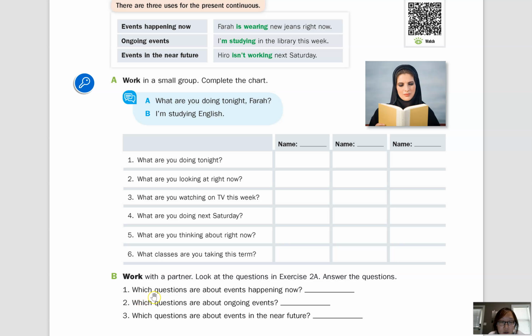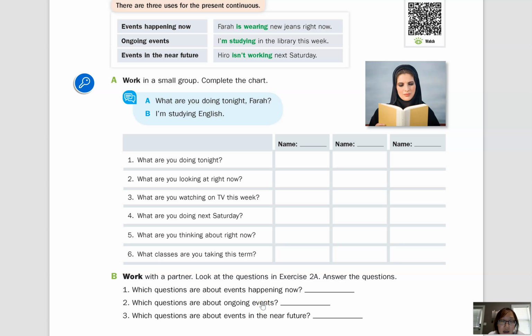So let's look at number 1. Which questions are about events happening now? Okay, so if you look carefully, there are some hints, like the phrases right now, or at the moment. Those are phrases that show you that the events are happening right now. So number 2, what are you looking at right now? That's happening now, so you can put number 2. And then we can also see number 5, what are you thinking about right now? Also, this phrase right now. So you can write number 5 here. So 2 and 5.